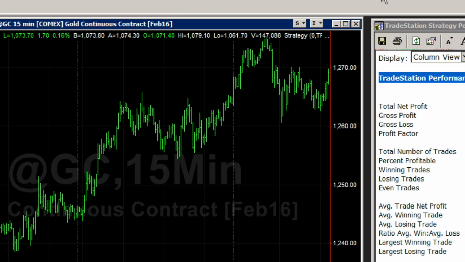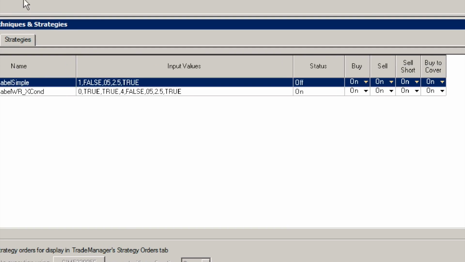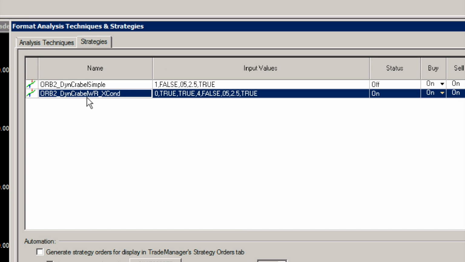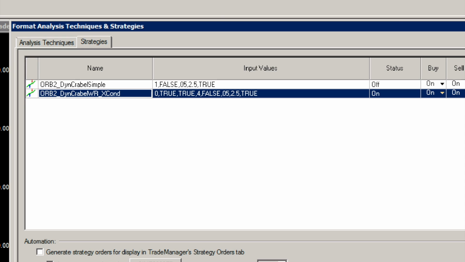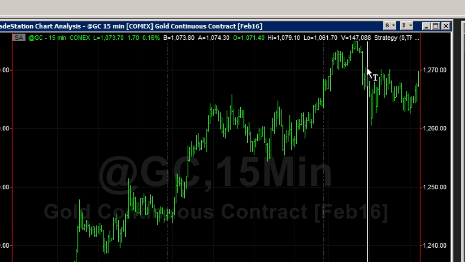Nothing is stopping us from actually coming in here. What you could do is do a dynamic Crabel only long on this one, and then load this one again and do it for the short side. And that way you can have independent parameters for the long and short side. Just a little idea there.